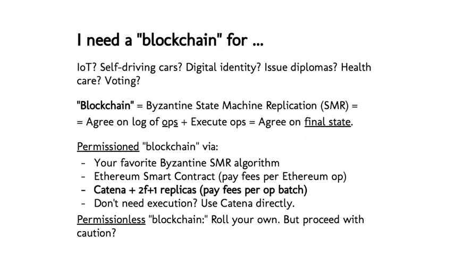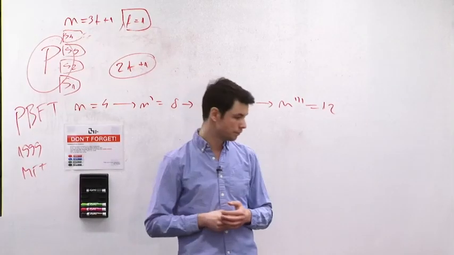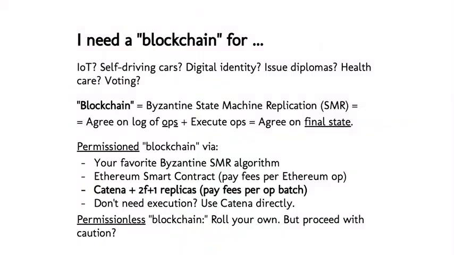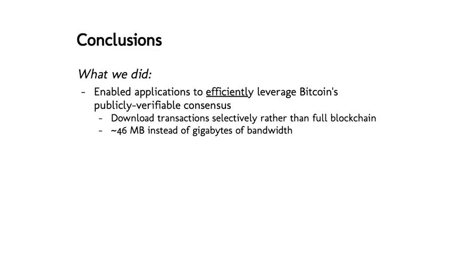And if you want to do a permissionless blockchain, then of course you would have to roll your own. But you have to proceed with caution there, right? It's not an easy thing to do. Okay, so let's conclude now.